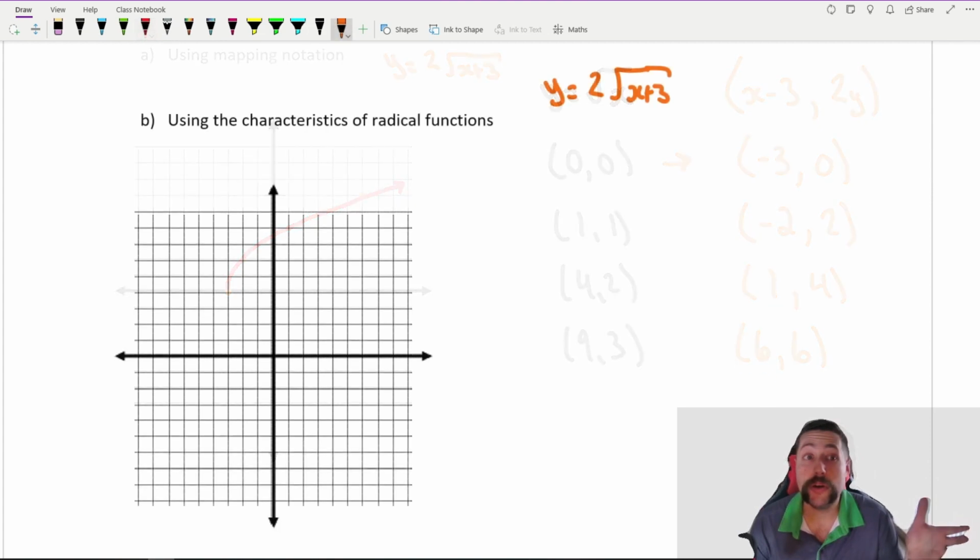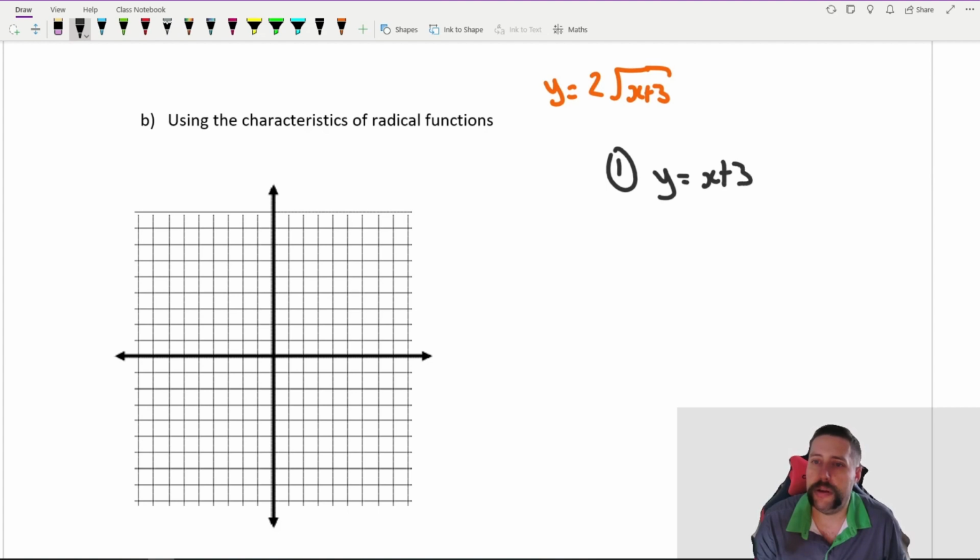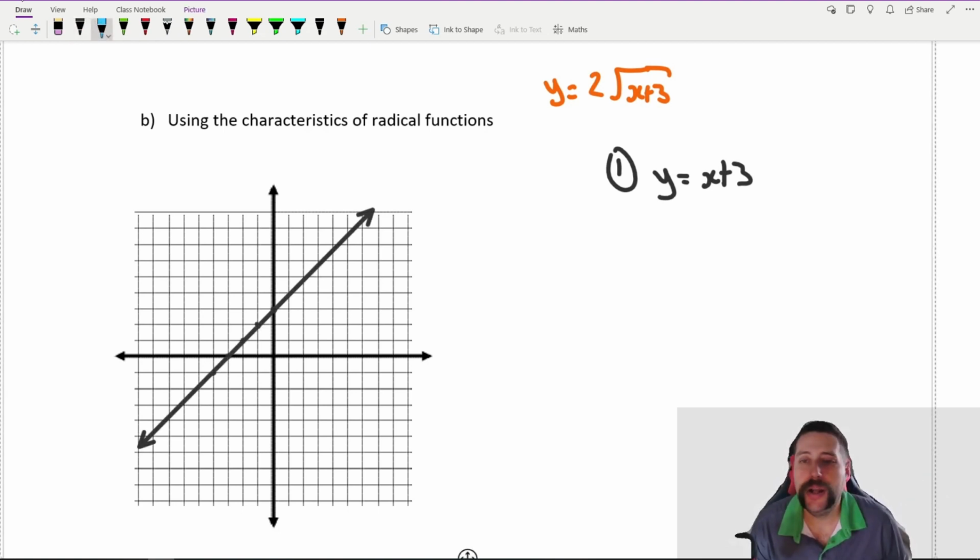All right, part B is going to be looking at using the characteristics of radical functions. That's kind of what we're going to be doing with our steps. So let's go ahead and plot out some of the points here. Let's do number 1, just the original y is equal to x plus 3. The original linear function of y equals x plus 3 kind of looks like this. That's what our original graph would look like.